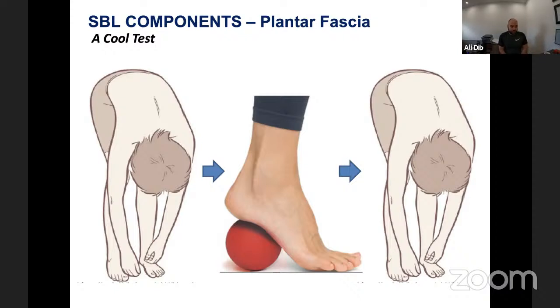In any case, this is kind of the teaser into the superficial backline. Next week, we're going to be talking about most of the other components of the backline as we move from the bottom of the foot into the calves, into the hamstring, into the pelvis, into the low back, into the neck, and then into your head. But we're going to stop right here for now.